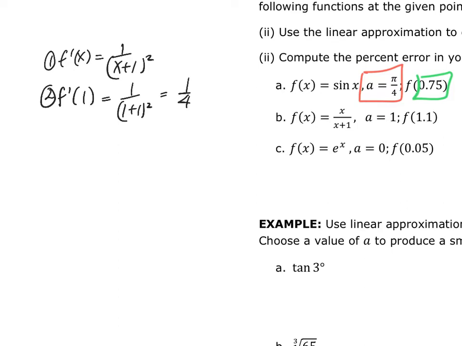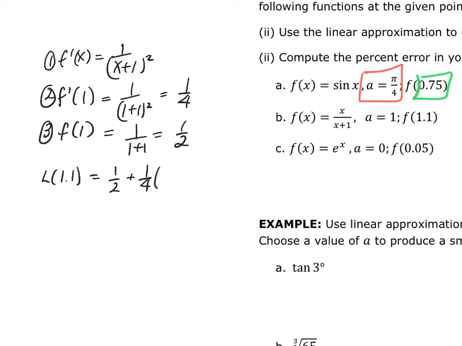What's the other thing that I need? I need f of 1. So what is f of 1? 1/2. Okay, the linear approximation for 1.1 is f of a, which is 1/2, plus f prime of a, which is 1/4, and then it's going to be my x, my x is 1.1, minus my a, which is 1. And what do you all get?